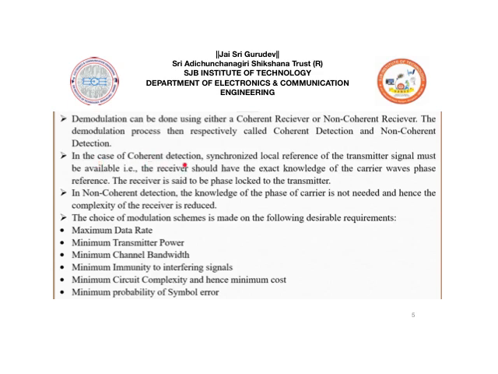In the case of coherent detection, there is a synchronized local reference of the transmitter signal, and the receiver will have exact knowledge of the carrier wave's phase reference. The receiver is said to be phase locked to the transmitter. I repeat, in coherent detection, there is synchronization between the transmitter and the receiver. It means the phase is locked between the transmitter and the receiver, and we say that the receiver is phase locked to the transmitter.